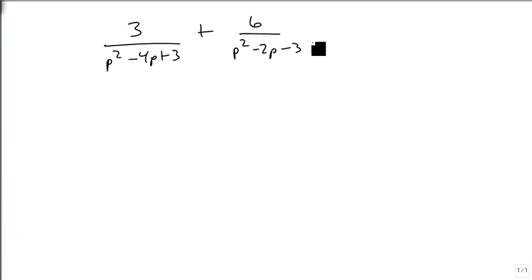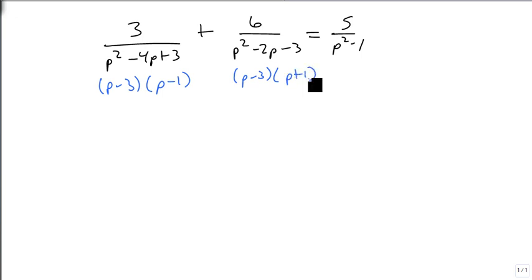One final, more complicated example. Suppose I have the following. 3 over p squared minus 4p plus 3 plus 6 over p squared minus 2p minus 3 equals 5 over p squared minus 1. So the first thing we need to do is find our LCD, which is going to require factoring. Minus 3, minus 1, p minus 3, p minus 1, p minus 3, p plus 1, p plus 1, p minus 1.